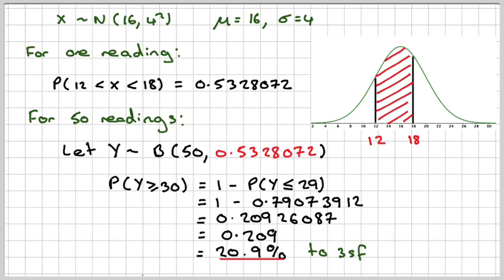So this has been a video to show you how to find a probability of success using a normal distribution and then use it in a binomial distribution. I hope you've understood, and I thank you very much for watching.